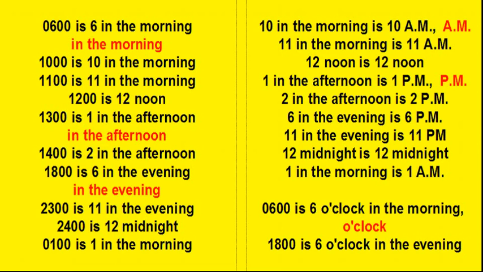1800 is 6 in the evening. In the evening. 2300 is 11 in the evening. 2400 is 12 midnight. 0100 is 1 in the morning.